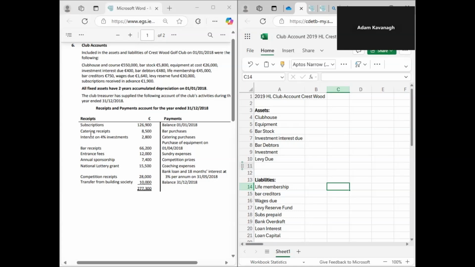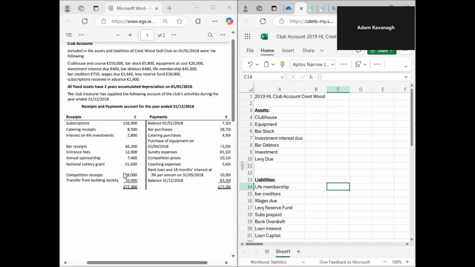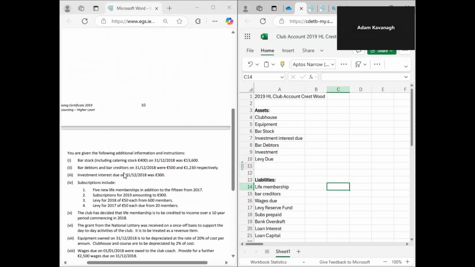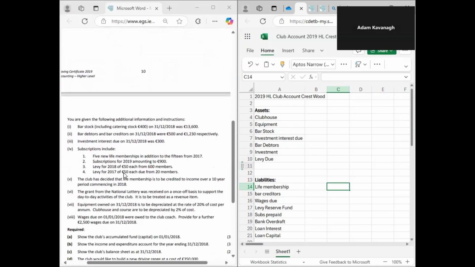Then during the year, you'll have things that are in the receipts and payments account. So anything that happened during the year for the club will always be in here. And then anything that's important at the end of the year, we've mentioned at the end of the question on the second page. So you can see we have 8 notes on that. And these questions are always the same.